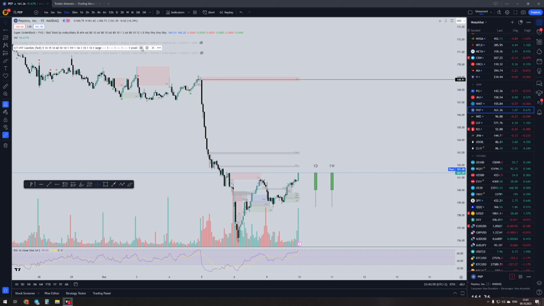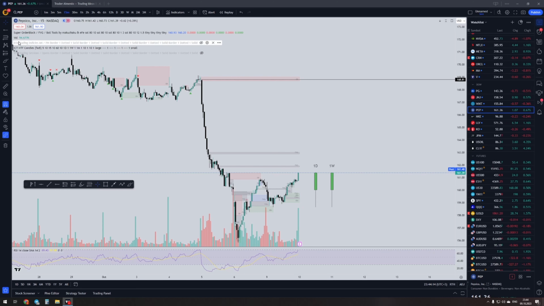Also, I have this ICT HTF candles. It just shows me daily and weekly candles, more for price action. I can see how it closes. For example, this candle is very bullish. Also, I have these two custom indicators.